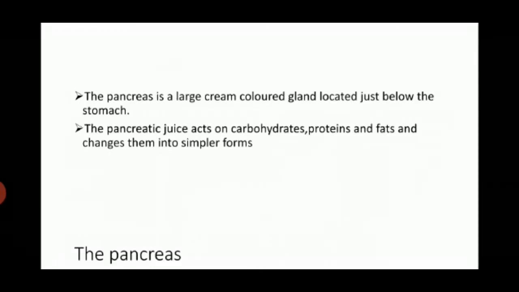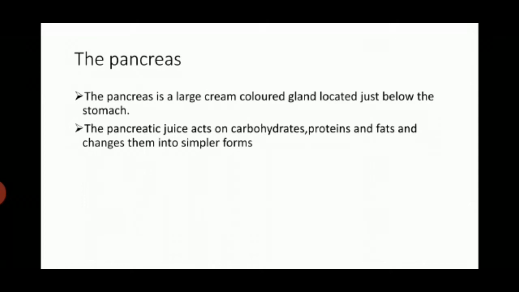Now, the pancreas. The pancreas is a large cream colored gland located just below the stomach, and as the name goes, the digestive juice that the pancreas secretes is called pancreatic juice. Now, unlike the stomach and liver, the digestive juice secreted by the pancreas will not work on a particular component of food, but it will help in digestion of all the three components, that is carbohydrates, proteins and fats. All are broken into simpler material by the pancreatic juice.